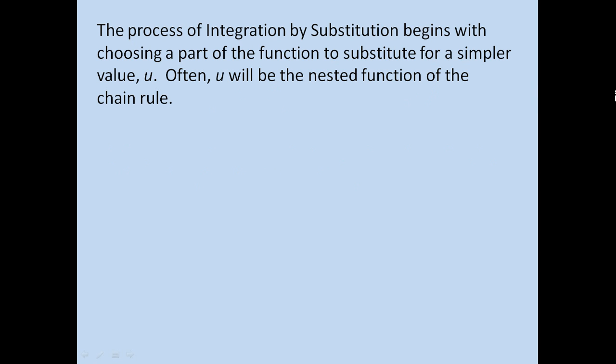So the process of integration by substitution begins with choosing a part of the function to substitute for a simpler value u. Often, u will be the nested function of the chain rule. So if you think about it, when we're taking the derivative, and we sometimes use the chain rule to multiply by the derivative of the nested function, u might be that nested function.